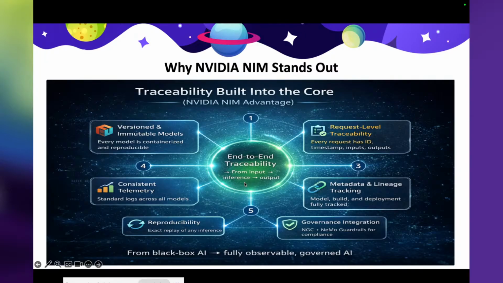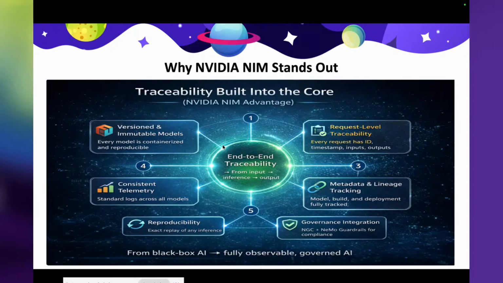On the other hand, there are big managed APIs. They are super easy to use, but I would say they are also a massive black box. You send a prompt, you get a response, but you have zero visibility into the actual inference path, the journey from prompt to response. We have zero or minimal visibility.